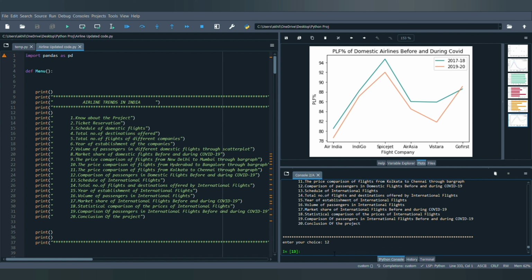Now the 12th one tells us about the passenger load factor of these airlines, that is before and during COVID. Now this passenger load factor is actually a measure of how much of an airline's passenger carrying capacity is utilized. So we can see that during COVID, the number of passengers traveling with these airline companies has reduced.